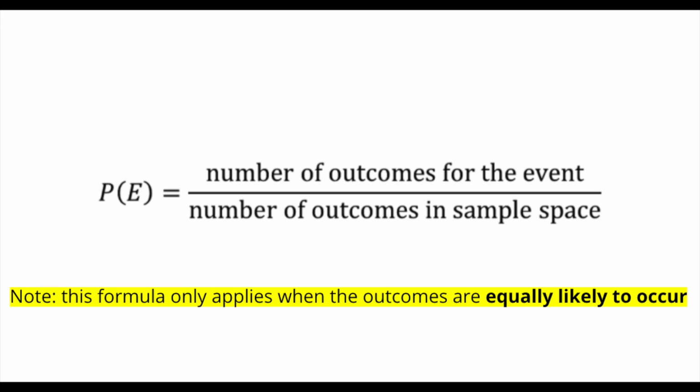One final disclaimer, this formula only applies when the outcomes are equally likely to occur. So like a fair coin or a fair die. But if you have different likelihoods of the different outcomes, then you're going to need a more complicated formula, which we will talk about later.